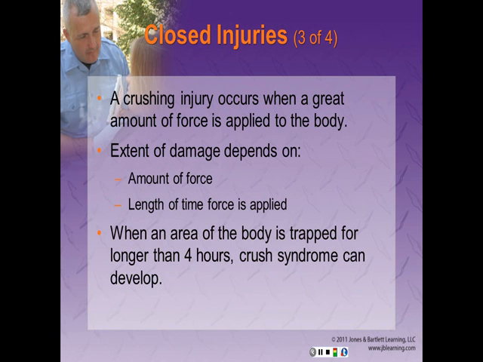A crushing injury occurs when a great amount of force is applied to the body. The extent of the damage depends on how much force is applied and the amount of time that the force is applied. Continued compression of the soft tissues will cut off circulation, producing further tissue destruction. When an area of the body is trapped for longer than 4 hours and arterial blood flow is compromised, crush syndrome can develop. Crush syndrome is significant metabolic derangement that can lead to renal failure and death.